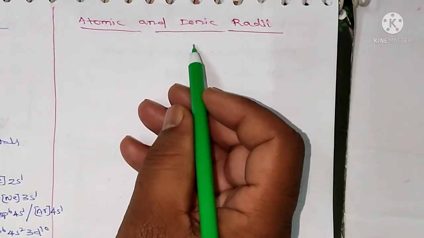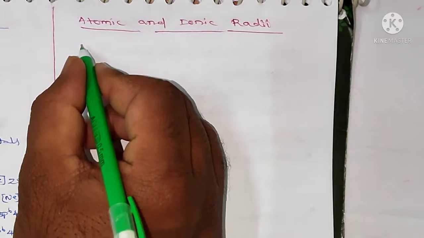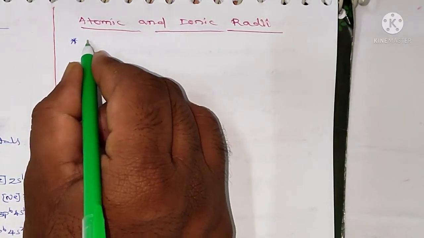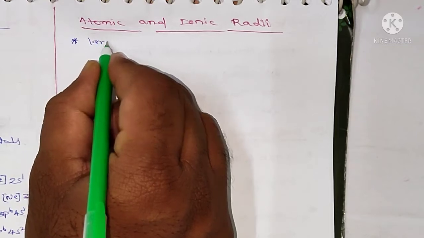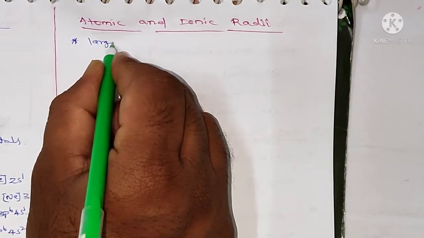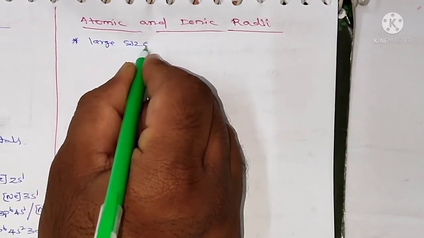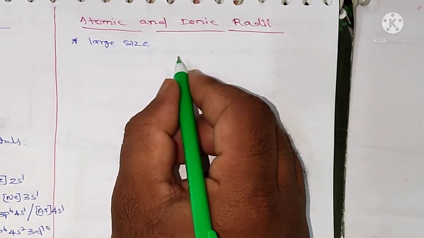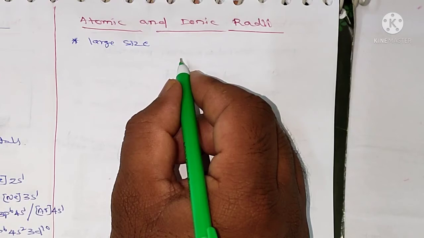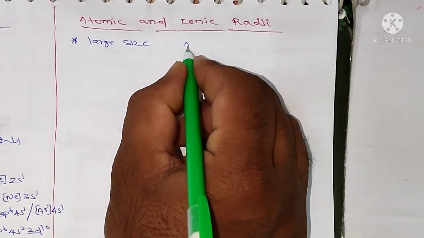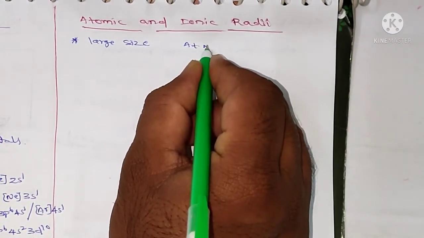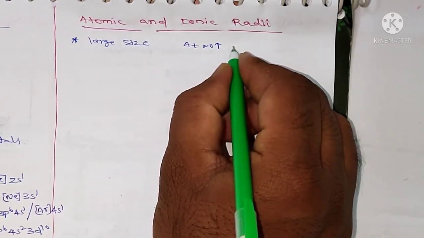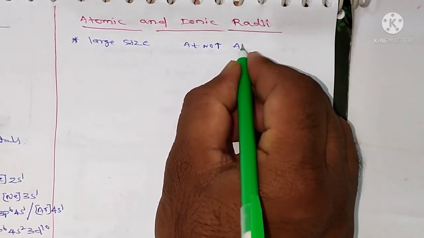Next one, atomic and ionic radii. The alkali metal atoms have large size. With the increase in atomic number, the atomic size increases. If the atomic number increases, then the atomic size also increases.